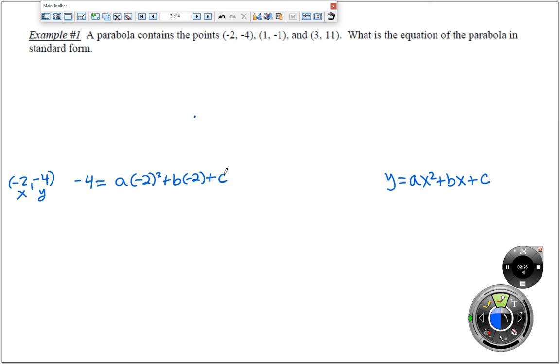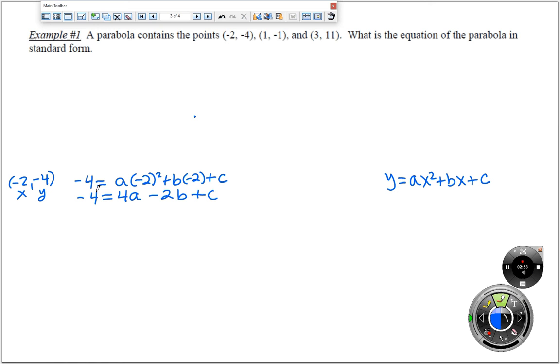And at first, that looks a little bit ugly, but just clean it up a little bit. So -2 squared is 4. So that's like 4a, minus 2b, plus c equals -4. That's as good as I can get that. Okay? So that tells me nothing individually, but it at least gives me an equation that could be solved for a, b, and c if I had other equations in that system that also contained a, b, and c.